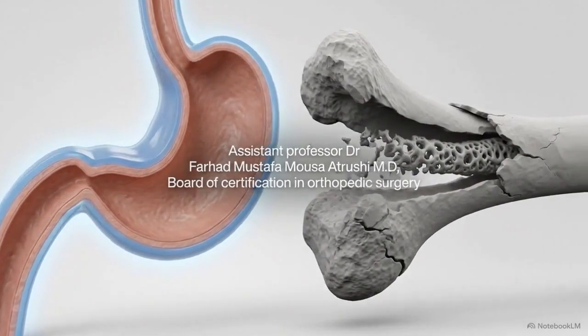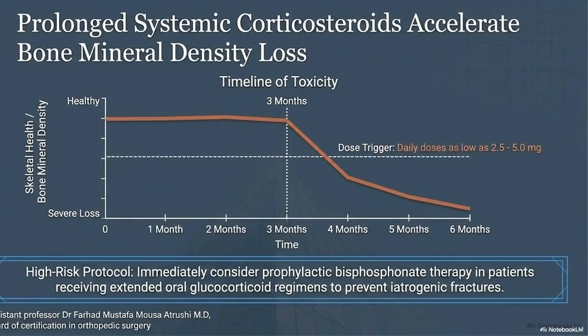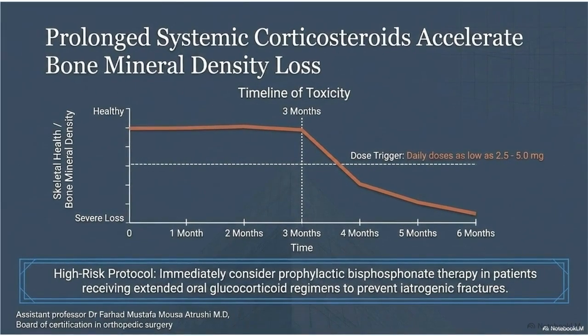This graph plots the skeletal risks of the next major anti-inflammatory class, systemic corticosteroids. The toxicity timeline shows severe bone mineral density loss accelerating rapidly past the 3-month mark. The dose trigger is extremely low. Daily doses of just 2.5 to 5.0 milligrams cause structural degradation. This necessitates a mandatory high-risk protocol, initiating prophylactic bisphosphonate therapy to prevent iatrogenic fractures in chronic users.